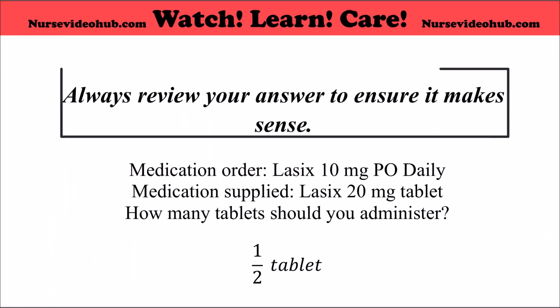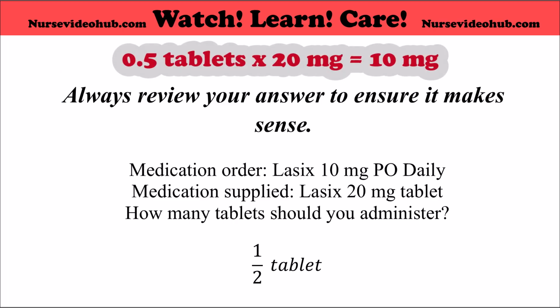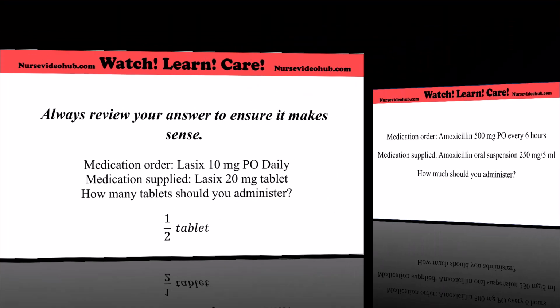Always review your answer to ensure it makes sense. The reverse method is to multiply the amount to be administered by the concentration available. 0.5 times 20 milligrams, which equals the prescribed dosage of 10 milligrams.